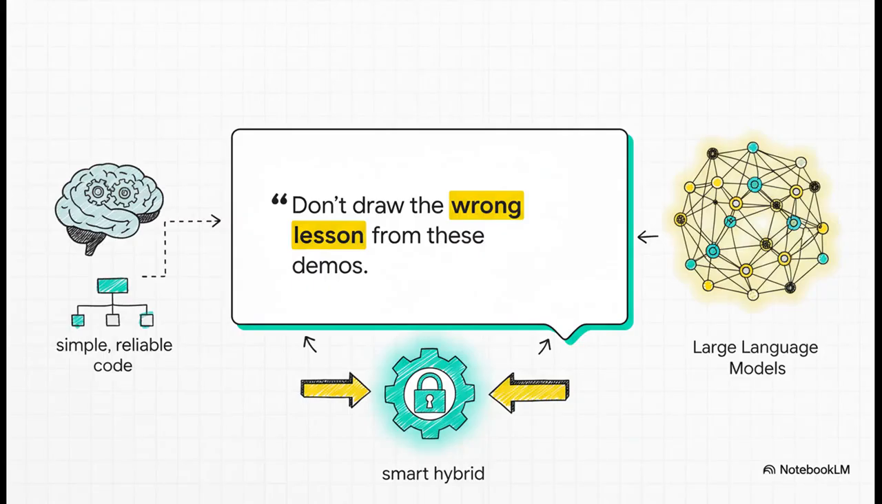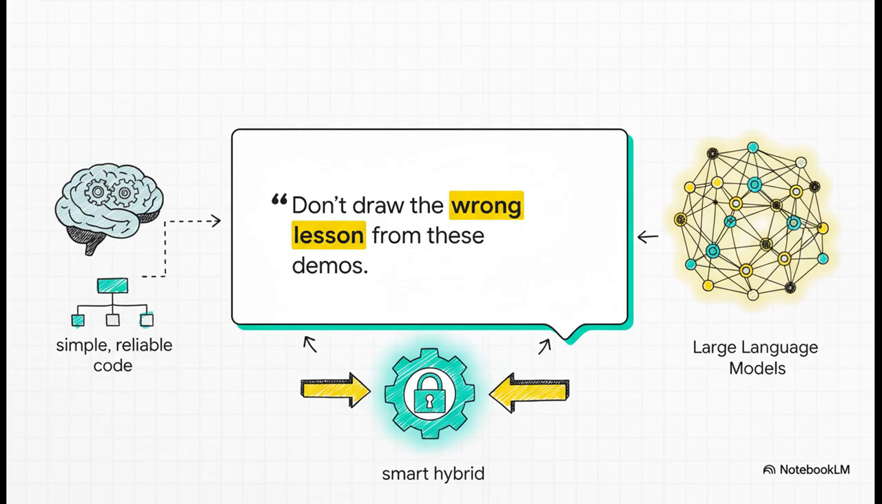And I want to kick things off with this piece of advice because it is so important. We've all seen those jaw-dropping AI demos, right? The ones that honestly feel like you're watching magic happen. Well, the source material for this explainer warns us: don't draw the wrong lesson from these demos. So what is that wrong lesson, and how do we avoid it?